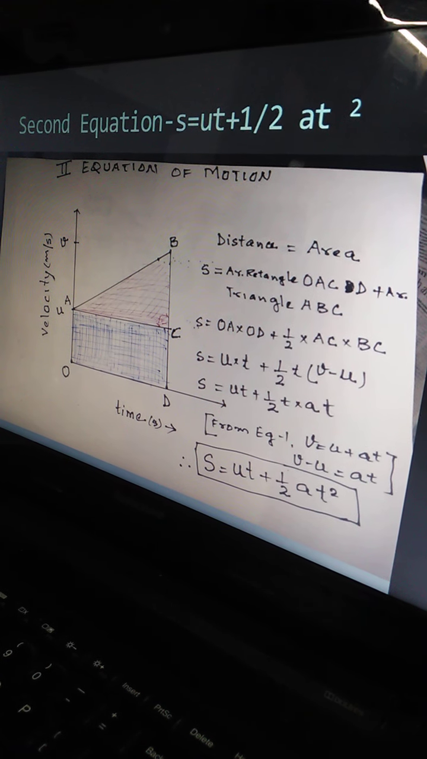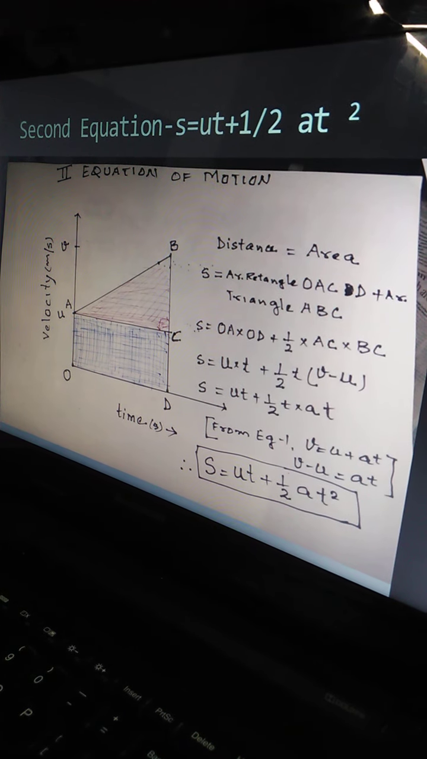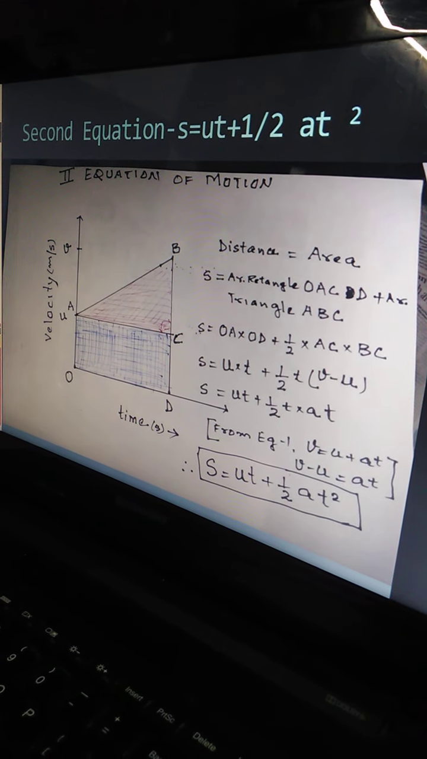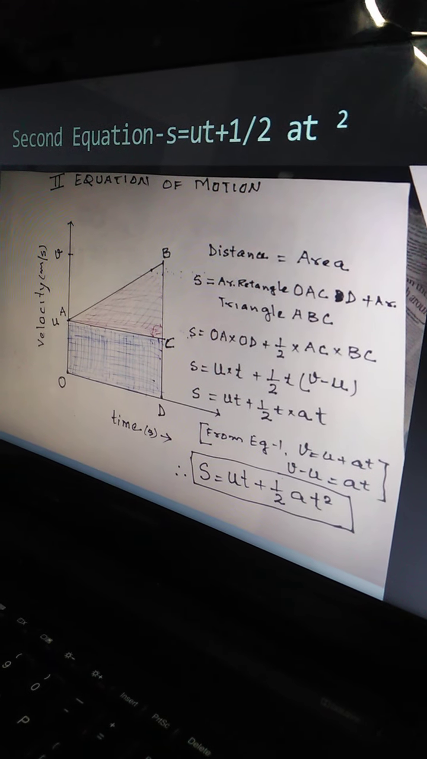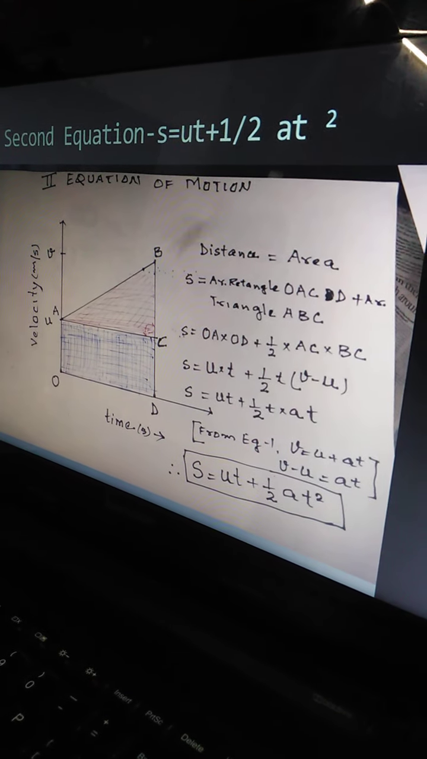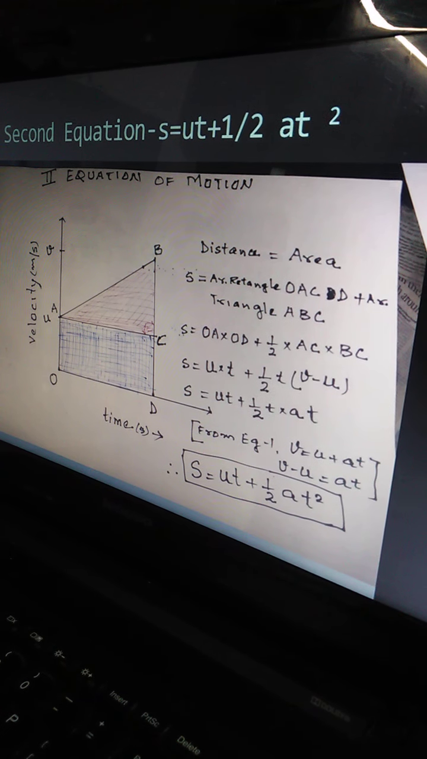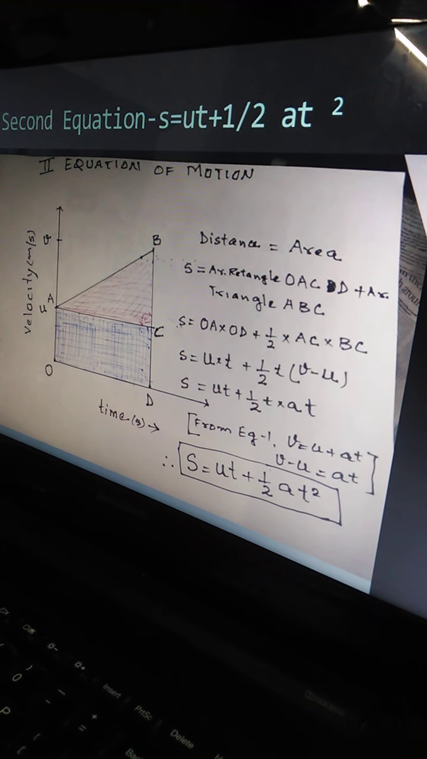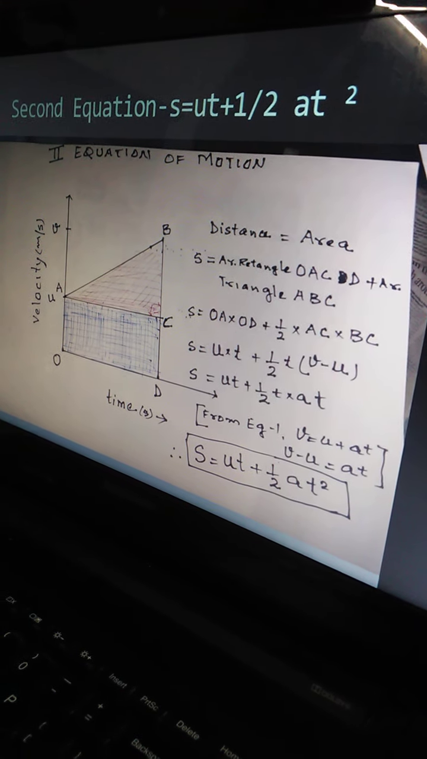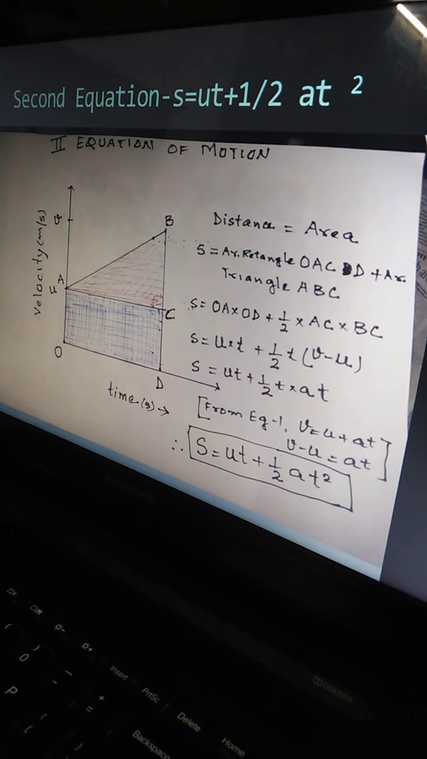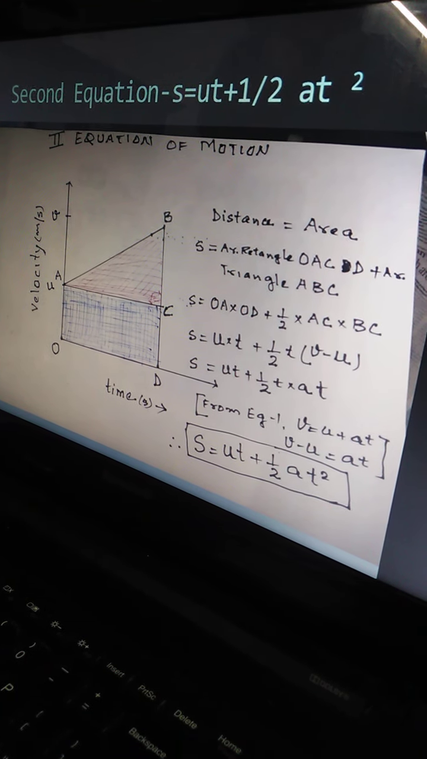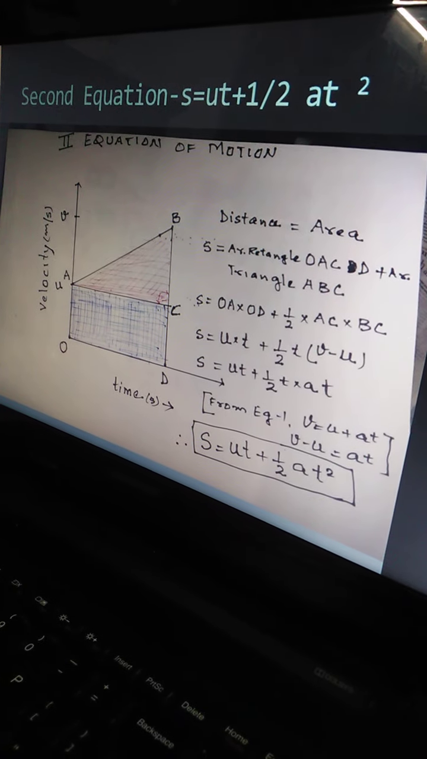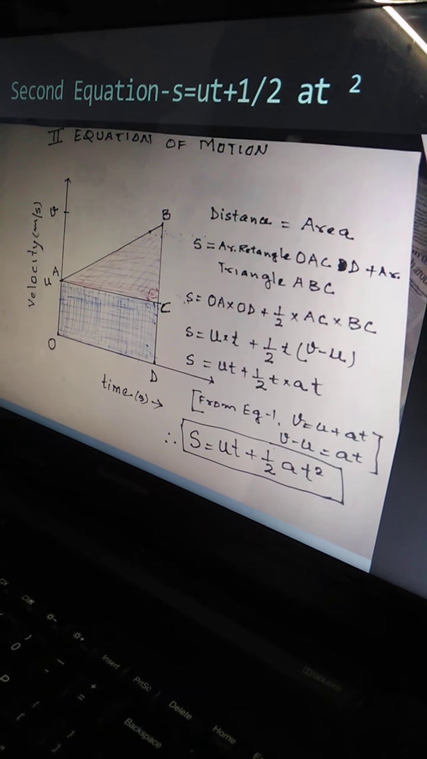Area of rectangle, you know how to find out? Length times breadth. And area of triangle also you know how to make: half times base times altitude. So, what you have? Area which represents the distance S is equal to ut plus half into t into (v minus u).